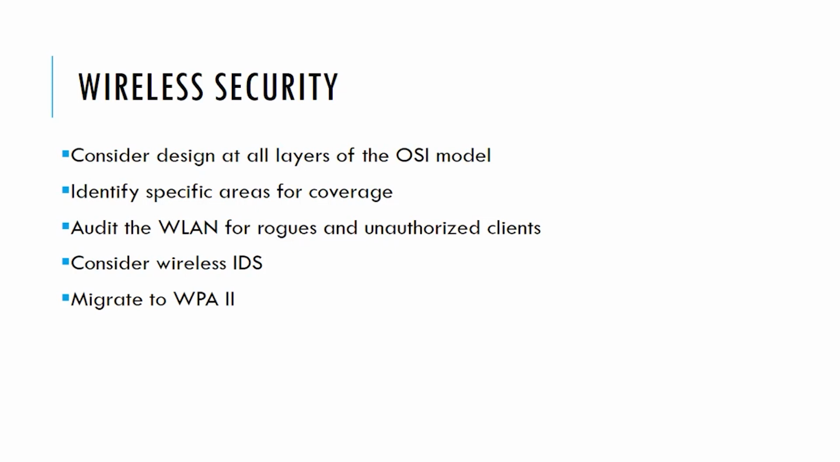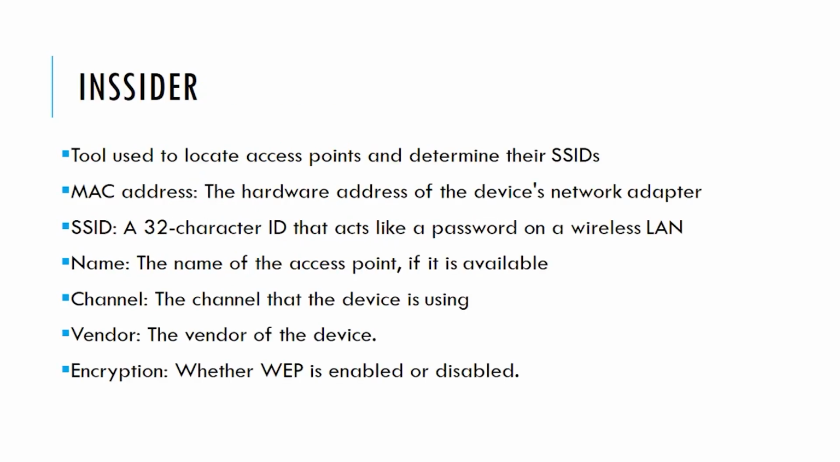You should consider setting up a wireless IDS, such as a sniffer or something that has some rules to generate alerts. You should migrate to WPA version 2 because it is the current and, so far, unbroken encryption algorithm used by wireless networks, and keep in mind that AES, the Advanced Encryption Standard, is a component inside WPA2. Now let's have a look at a software tool that is used to locate access points and determine their SSIDs.